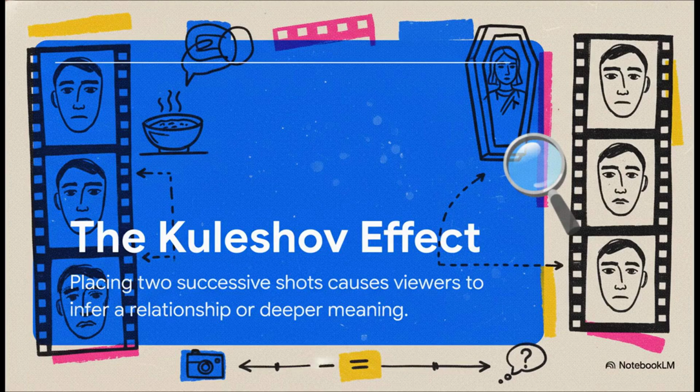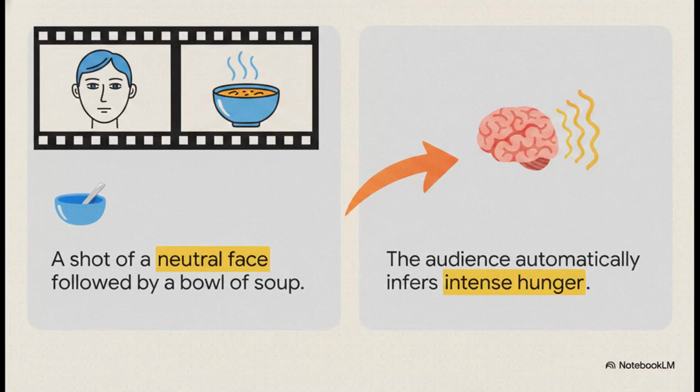This is a classic foundational rule of narrative editing. Basically, it states that placing 2 shots right next to each other causes viewers to automatically infer a deeper relationship or meaning between them. And this brilliantly illustrates that concept in action. Think about it. If you show a shot of a completely neutral face, just staring out, and then you follow that immediately with a shot of a steaming bowl of soup, the audience naturally assumes that person is hungry.